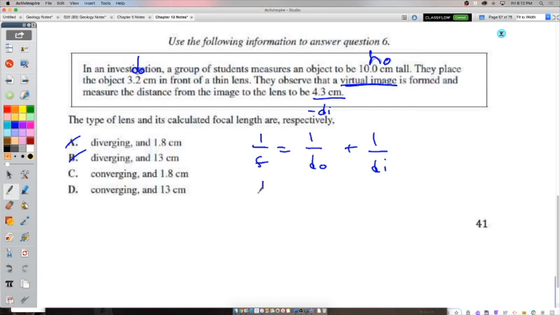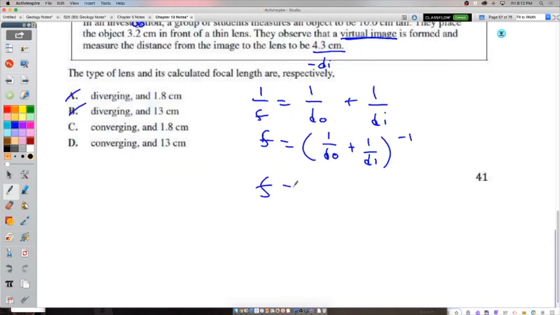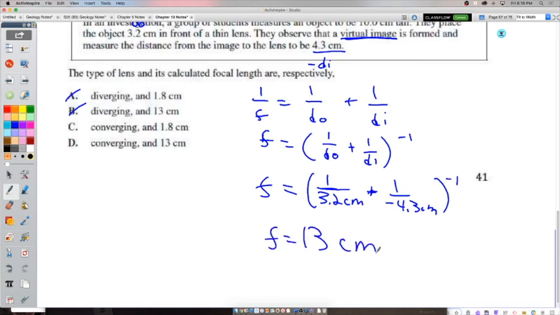So let's find the focal length. I'm just going to flip both sides. F equals, okay, I'm going to have to find the focal length anyway to answer the second part of the question. So 1 over DO, which is 3.2 centimeters, plus, now don't forget the negative here, 1 over negative 4.3 centimeters, right? So we're actually going to subtract this from that. Then the focal length ends up being 13 centimeters, okay?